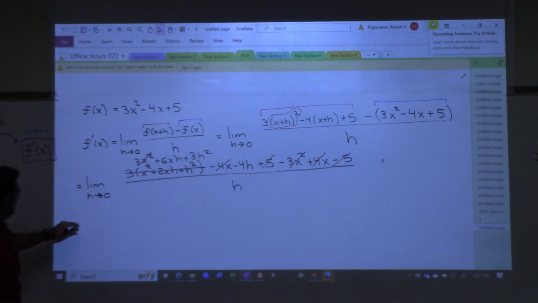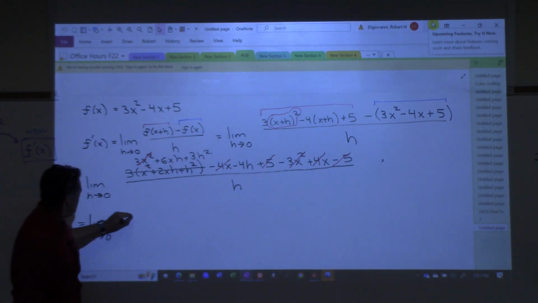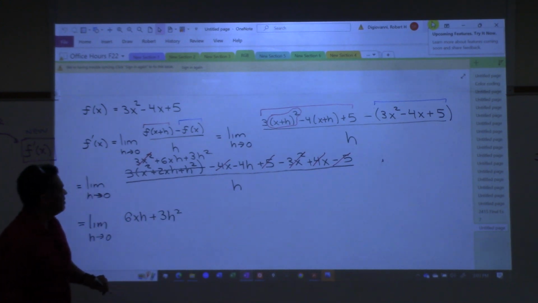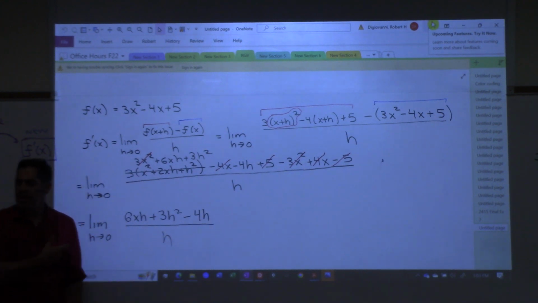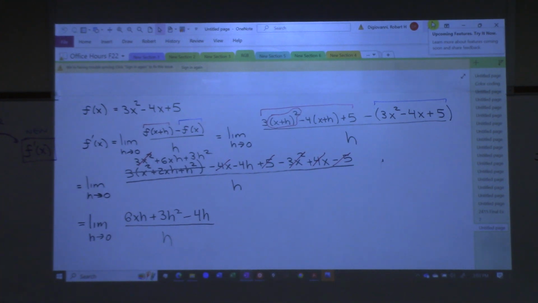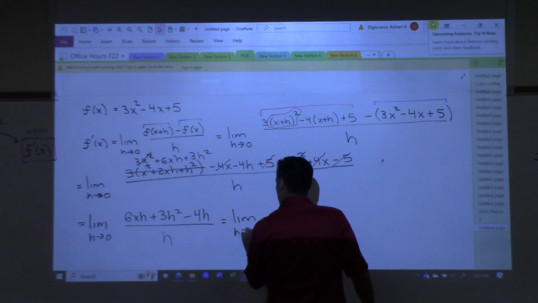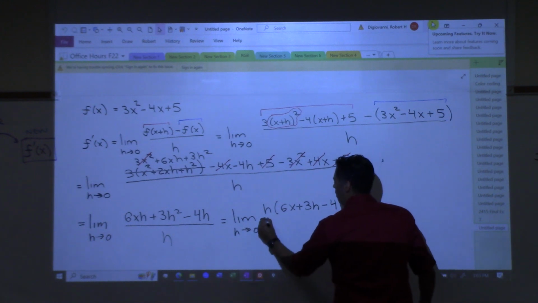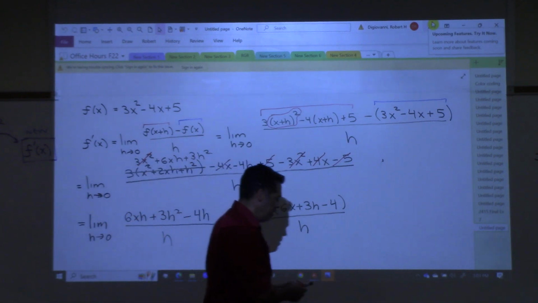So what I'm left with is, let's see, I have a 6xh plus 3h squared. Anything else? Minus 4h. Is that it? Yes, all over h, right? And the good news is that everything here has an h, which on the top, sorry, which means I can factor an h out. Pull that h out, I'm left with 6x plus 3h minus 4, and then all over h. Your h's are gone.